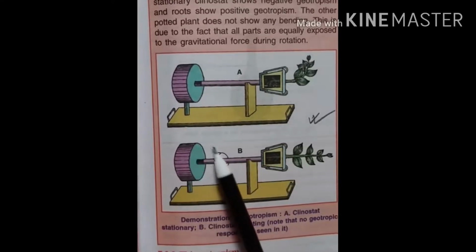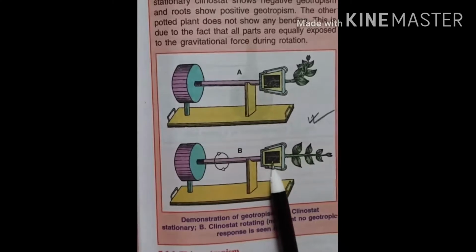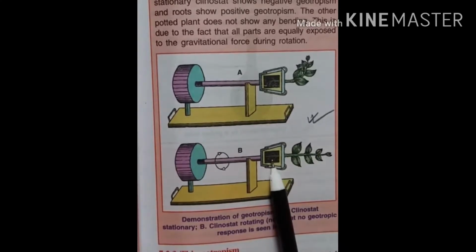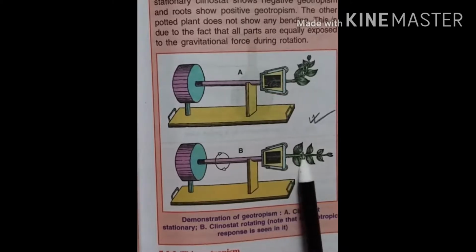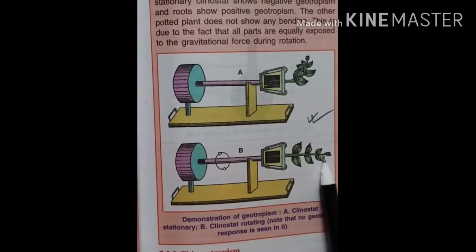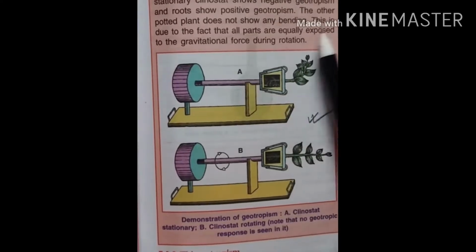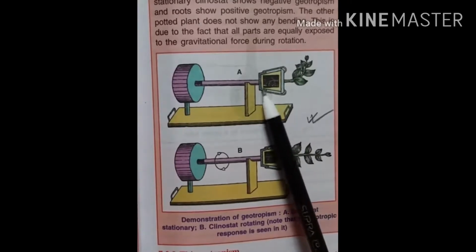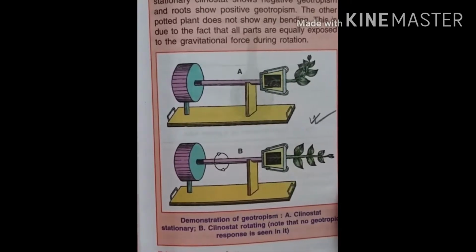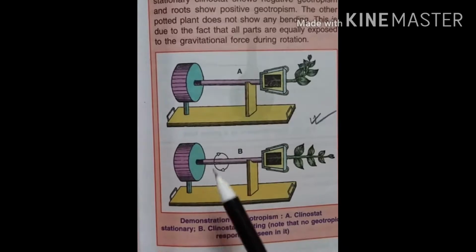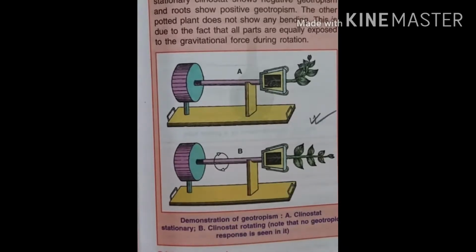That means when it is continuously moving, the root part is getting the gravitational force always up and down, and the shoot portion also is getting it up and down, so the shoot won't grow towards the up, and the root part won't grow towards the down, so they won't show any type of abnormal movement or abnormal growth. So from this instrument you can show that the shoot part of the plant shows negative geotropism, and the root part of the plant shows positive geotropism.